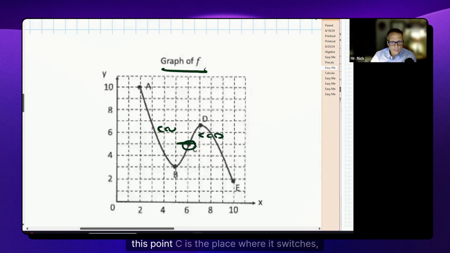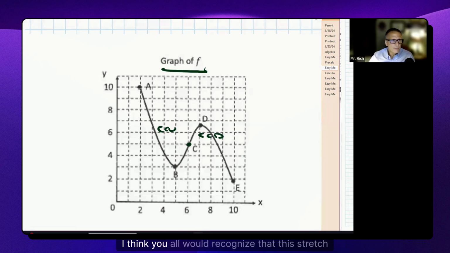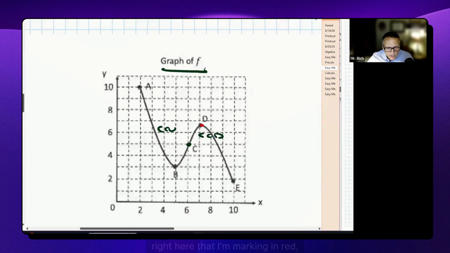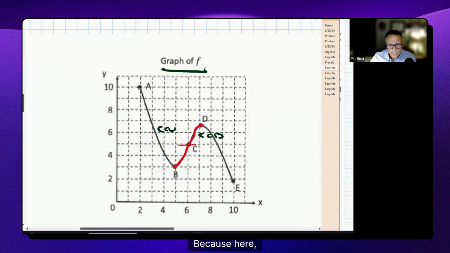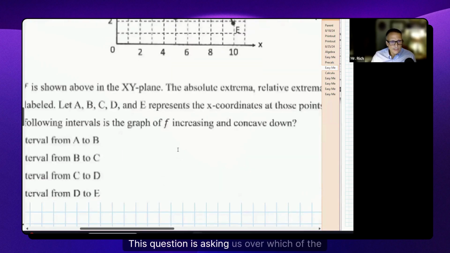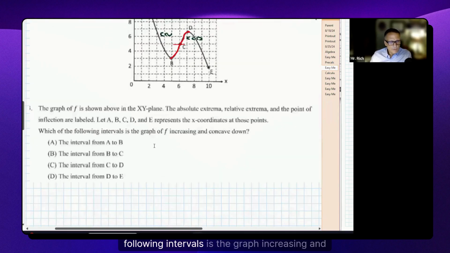So in this case, this point C is the place where the polynomial switches from being concave up to concave down. Now, I think you all would recognize that this stretch right here that I'm marking in red, that's where the function's increasing. But that red streak where it's increasing really is split into two separate sections, because during the upper red part, that's where it's concave down and increasing. And over here, this is where it would be concave up and increasing. This question is asking us, over which of the following intervals is the graph increasing and concave down?